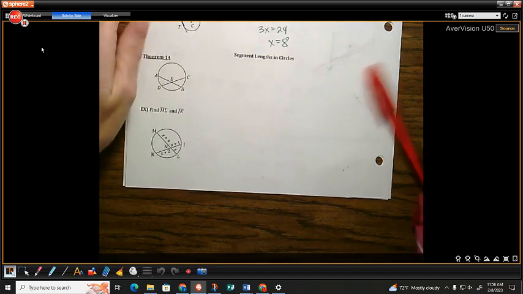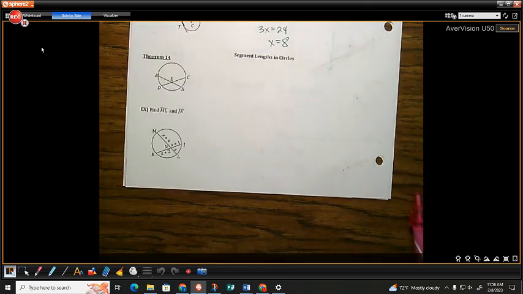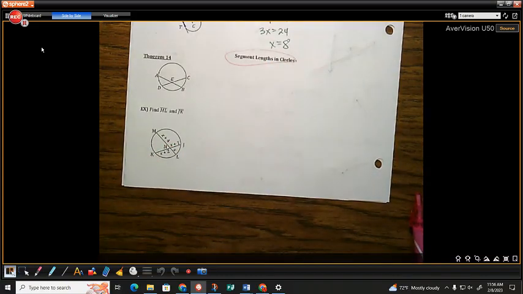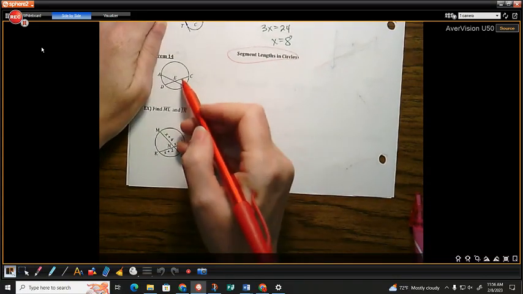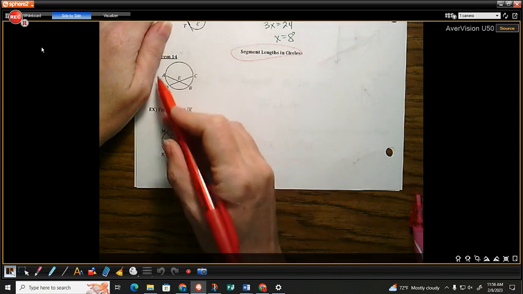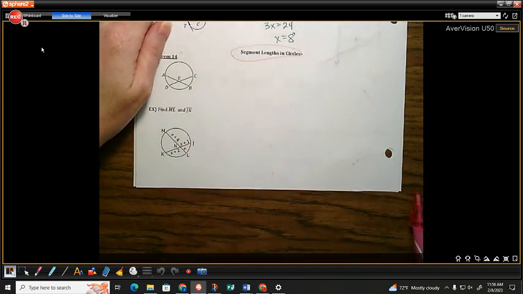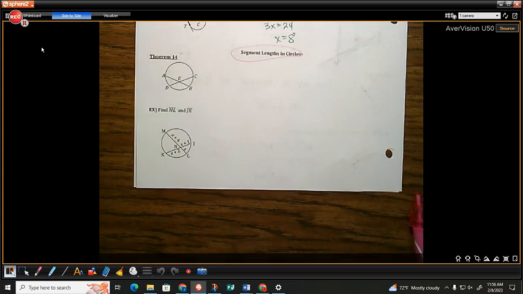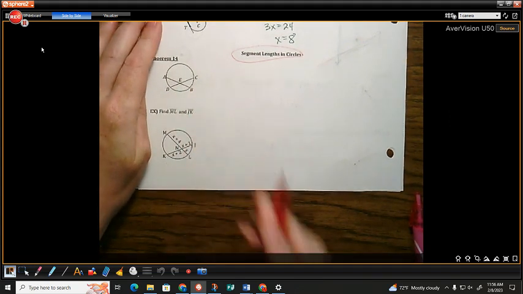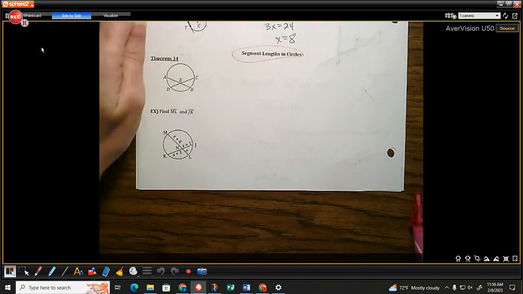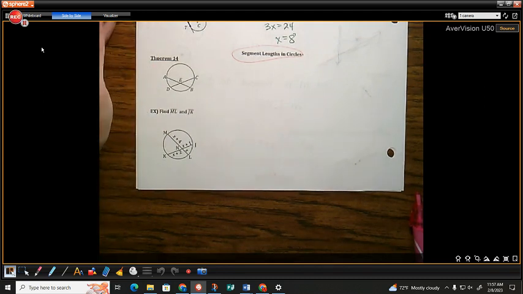And now, since we've been doing segments, let's just stick with stuff that has segments. What kinds of segments are these guys? What are these guys called? They're chords. So if I have chords, what are my chords doing inside my circle? Intersecting. So if you have segments of chords intersecting inside the circle, it tells you a relationship.